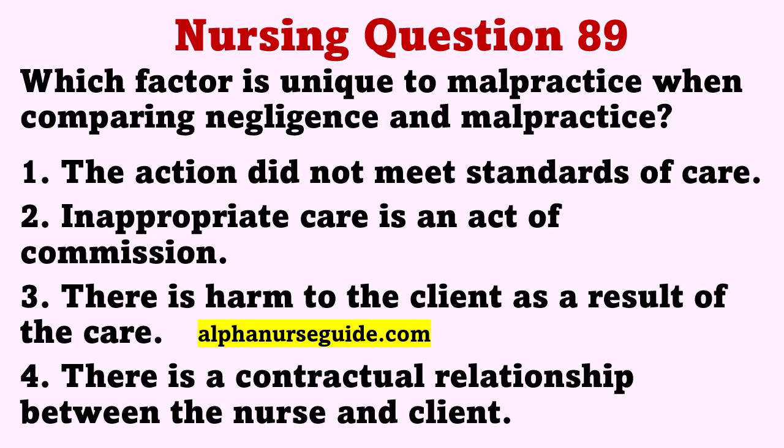The correct answer is 4. There is a contractual relationship between the nurse and client. Only malpractice is misconduct performed in professional practice, where there is a contractual relationship between the client and nurse that results in harm to the client. There is a violation of standards of care with both negligence and malpractice. Negligence and malpractice both involve acts of either commission or omission. The client must have sustained injury, damage, or harm with both negligence and malpractice.